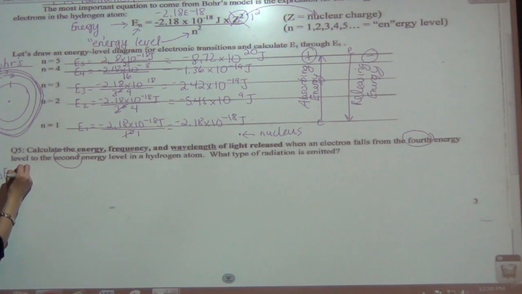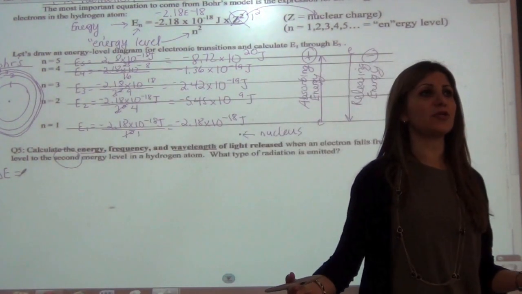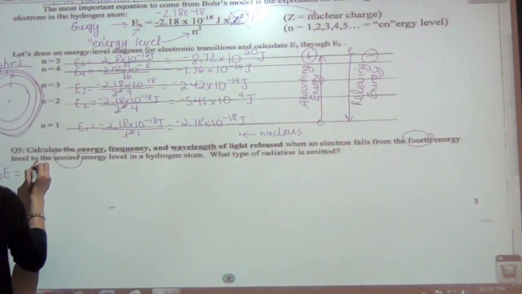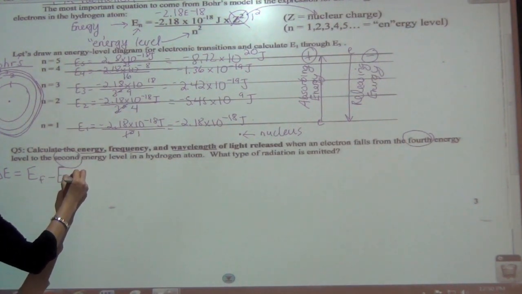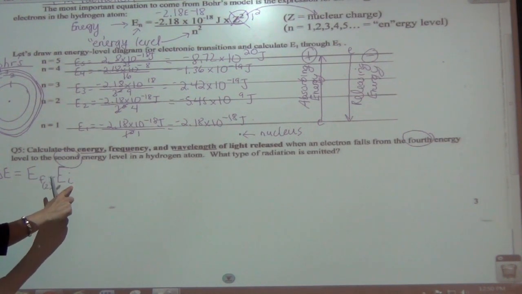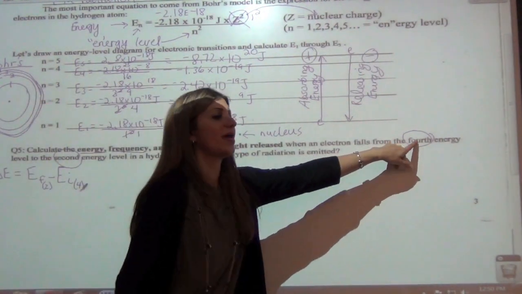But it's change in energy. If we want the change in energy, similar to figuring out how much money you have in the bank, you always do final minus initial. So we're going to do E final minus E initial. Here's our final point that our electron is. Not our original, but our final: the second energy level. So our final is going to be 2, and what's our initial? 4. It says that we start at the 4th and we end at the 2nd.